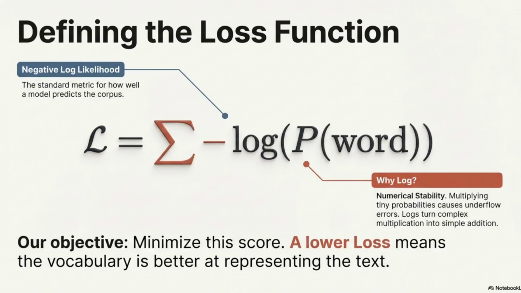To optimize, we need to define the loss. In Unigram, the loss is the negative log likelihood of the corpus. We take the probability of every word in the corpus, calculated using the method we just discussed, and take the negative log of that score. We sum these up to get the total loss. We use logarithms because adding logs is numerically more stable than multiplying tiny floating point probabilities.